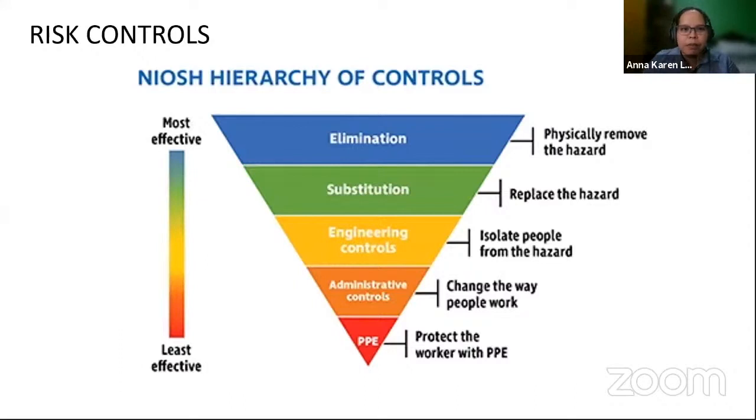So for example, if you're dealing with very toxic or very reactive chemicals, if there is a way for you to eliminate or remove that part of the process, then that will be good. That will be actually the most effective means of risk control. If not, if you can instead find a replacement for that chemical, then that is identified as substitution.